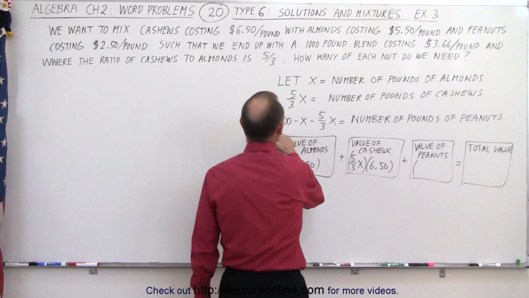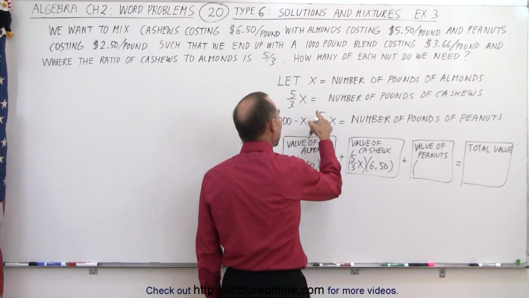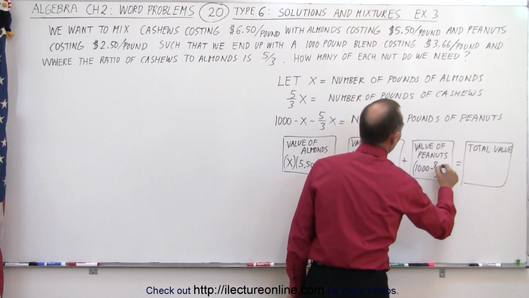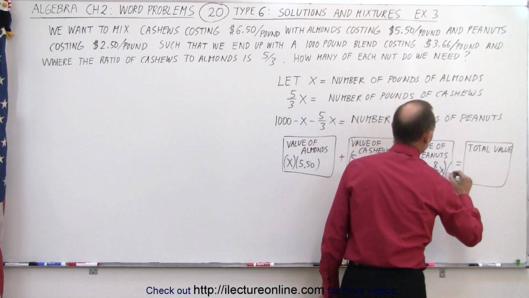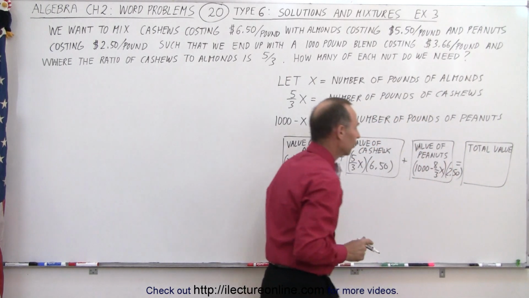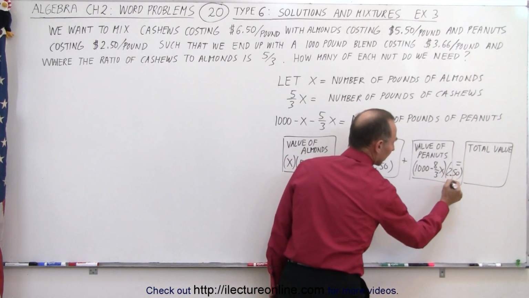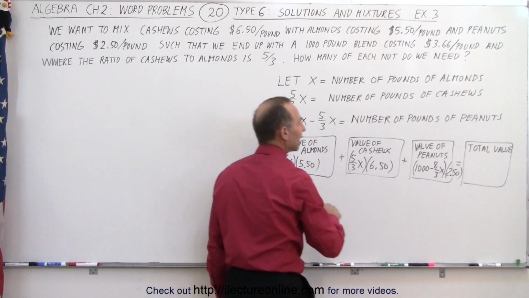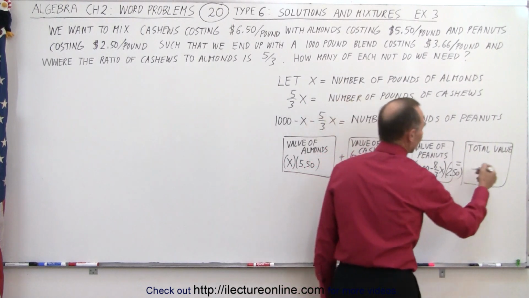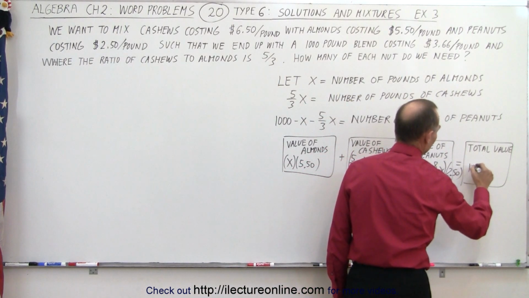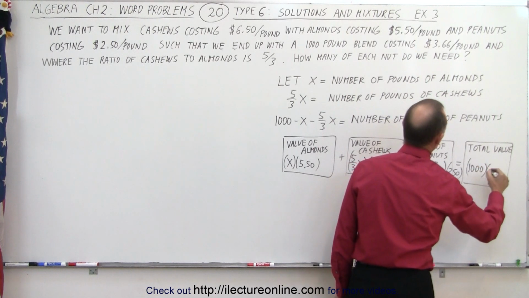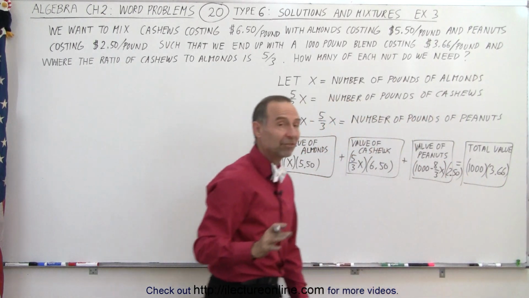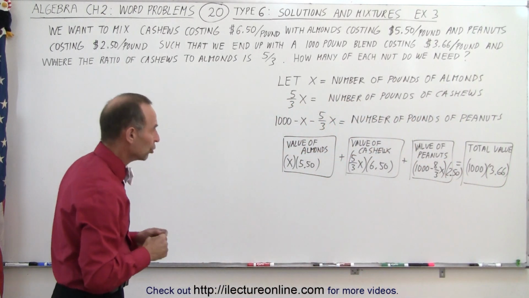In this case, it'll be 1,000 minus 8/3 x, multiplied times $2.50, the price per pound times the number of pounds. Minus x and minus 5/3 x is minus 8/3 x. That gives the total value of the peanuts, and the total value of the blend would be 1,000 pounds multiplied times $3.66 per pound. That's how we're going to figure out how much of each we should use.